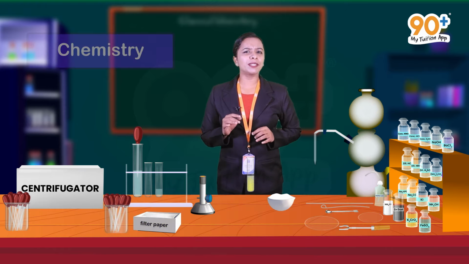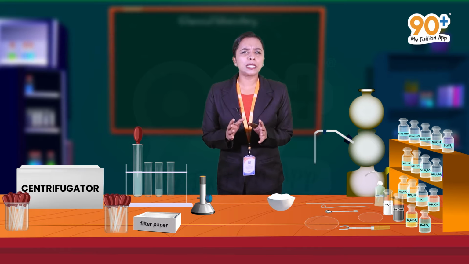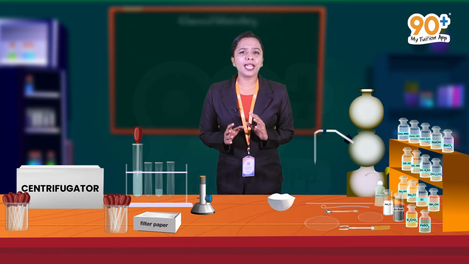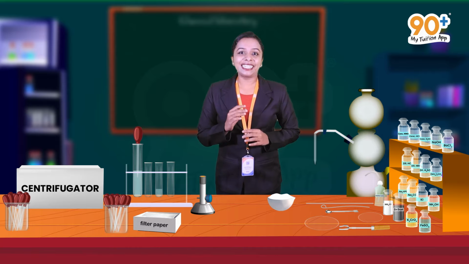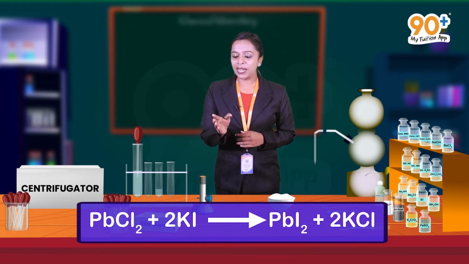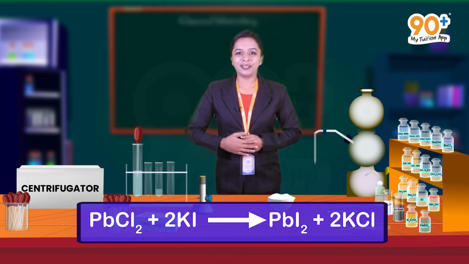Then what about the chemistry behind this reaction? Let's discuss. The yellow precipitate formed here is lead iodide. The lead ion present in the given salt reacts with potassium iodide to form lead iodide. And the chemical equation is PbCl2 plus 2KI gives PbI2 plus 2KCl.